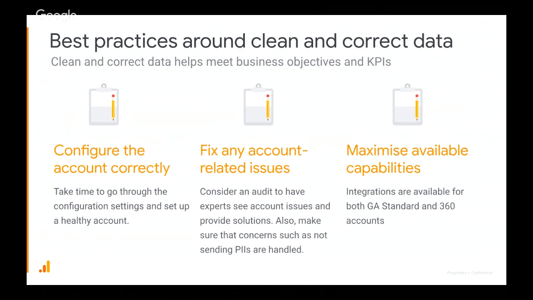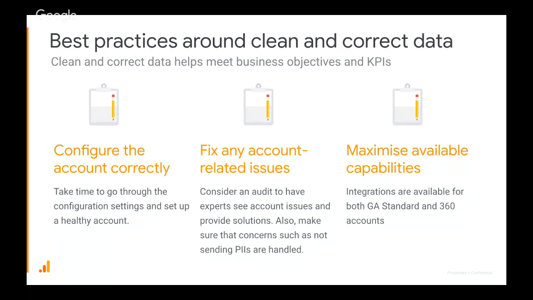Number one, configure the account correctly. Take time to go through the configuration settings and set up tracking properly. Number two, fix any account-related issues. So consider an audit to quickly spot issues. Sparkline has an excellent auditing tool that automates this process and helps reduce the time needed for a diagnosis. Also make sure that concerns such as not sending PIIs to Google Analytics are handled. So these little practices that Joy and Madhu described earlier are also important in making sure that we have a healthy account.